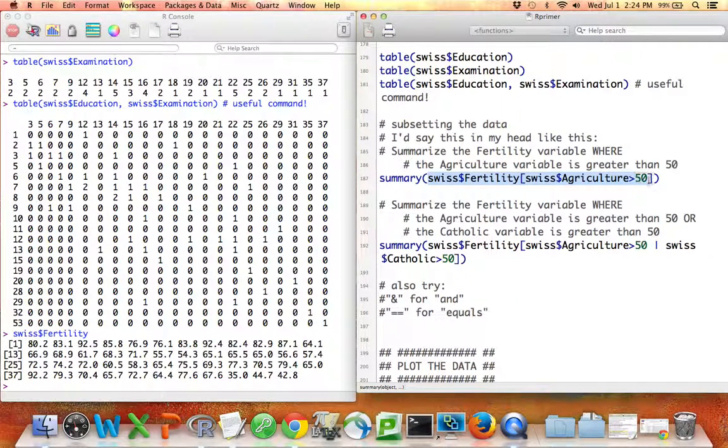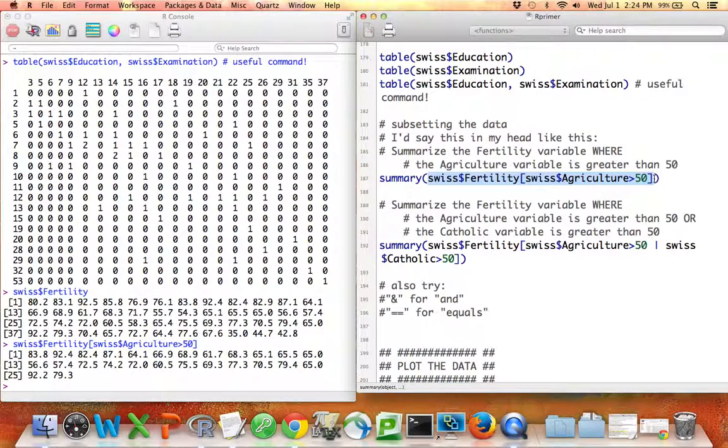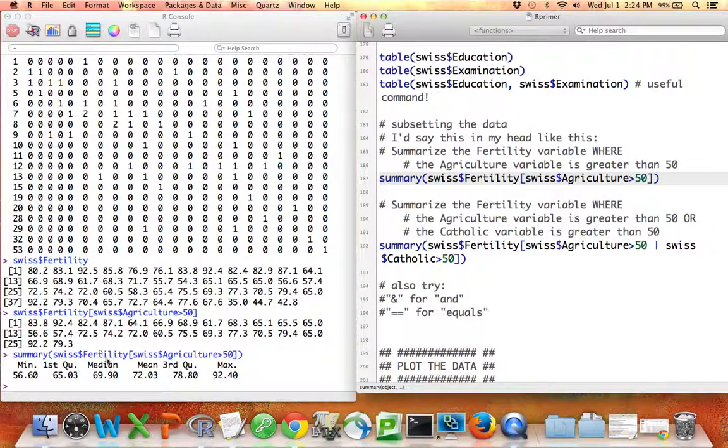So if I look at this subset, Swiss dollar sign fertility, where agriculture is greater than 50, that's a smaller number of fertility numbers. It's a subset of the original ones, only for the provinces where agriculture is greater than 50. And if I summarize that variable, then I can tell you that among provinces with agriculture greater than 50, the median fertility is 69.9, for example.